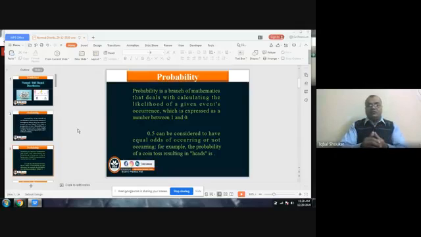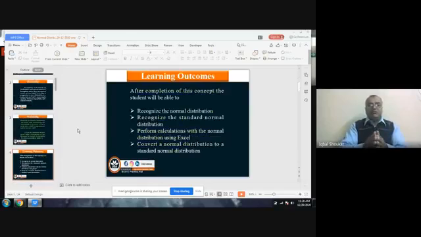What will students come to know about today's lecture, what would be the learning outcomes? Let's have a look. First of all, students will be in a position to recognize how and when we have to apply the normal distribution, what the conditions of its application are. Then they'll recognize the standard normal distribution. Then they'll perform calculations with the normal distribution by using Excel sheets. Then they'll be able to convert a normal distribution to a standard normal distribution.